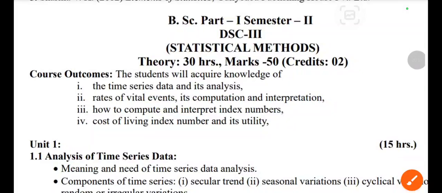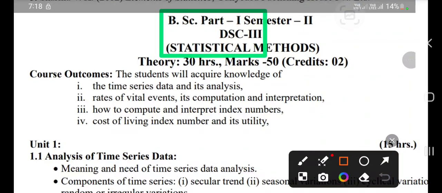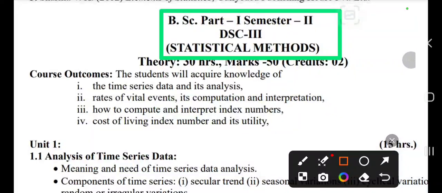Dear student, welcome to this video in which I am discussing paper number 3 of your semester 2. We are discussing the name of the paper. If you see, this is Statistical Methods.